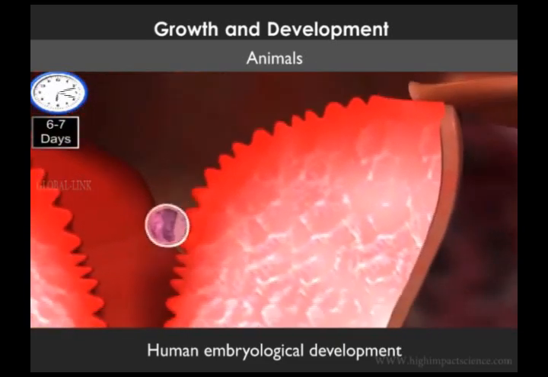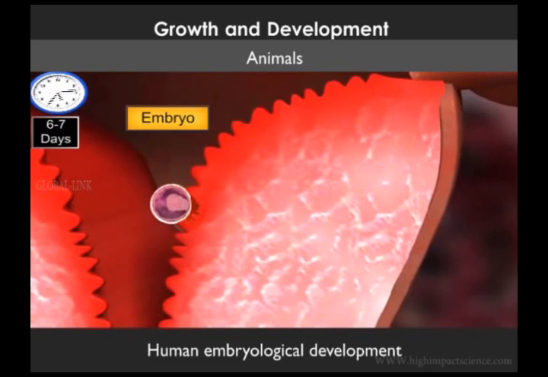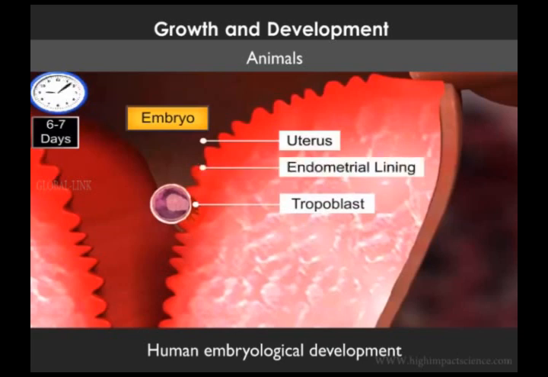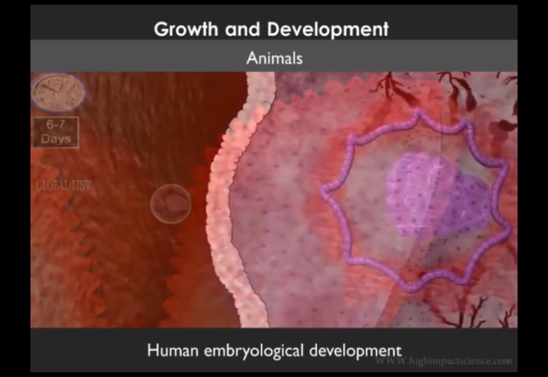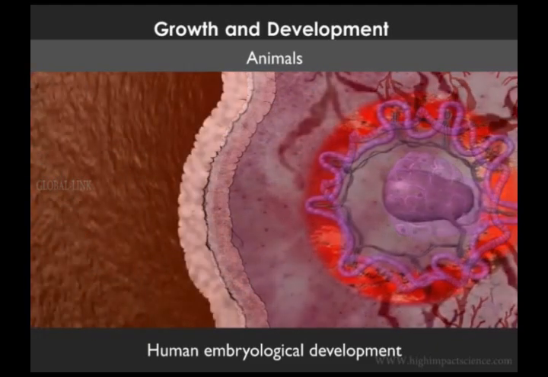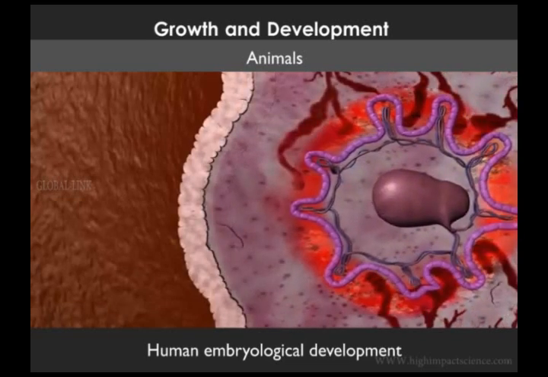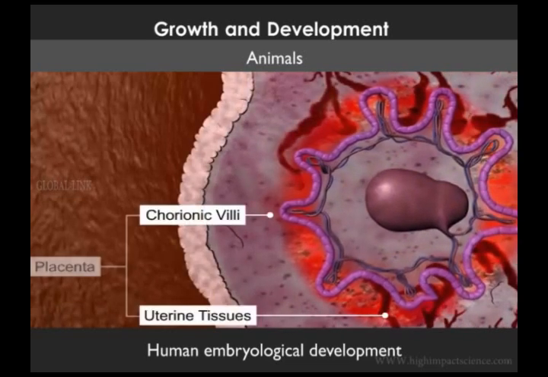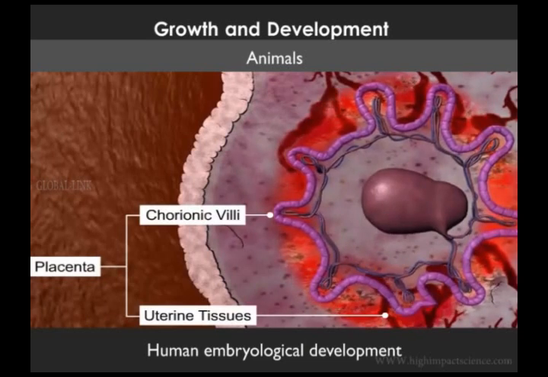The embryo then attaches itself to the uterus, with the trophoblast growing outwards and penetrating the endometrial lining of the uterus. Finger-like projections called chorionic villi grow and interlock with the uterine tissues to form the placenta, which is a site of exchange of materials between the mother and the developing embryo.